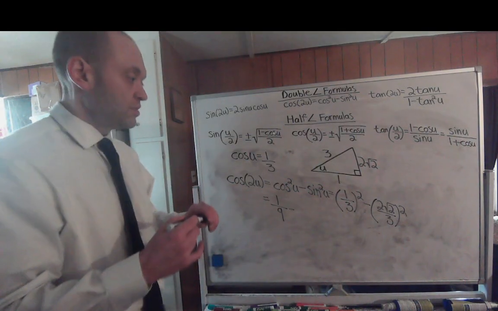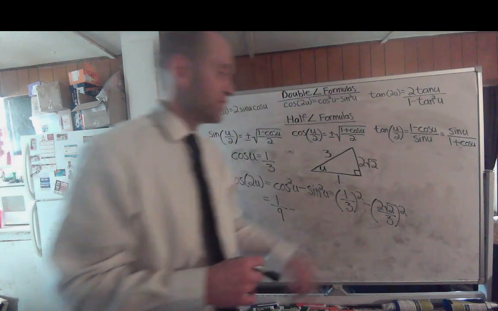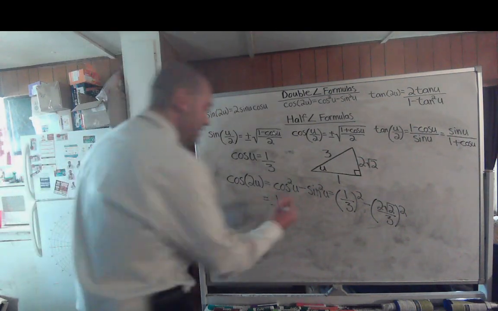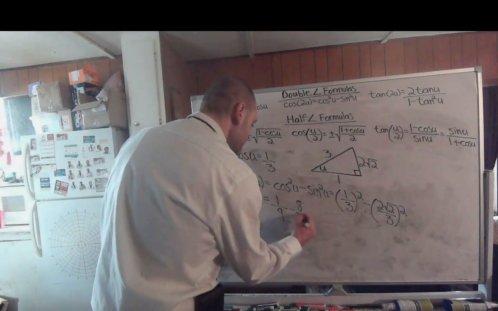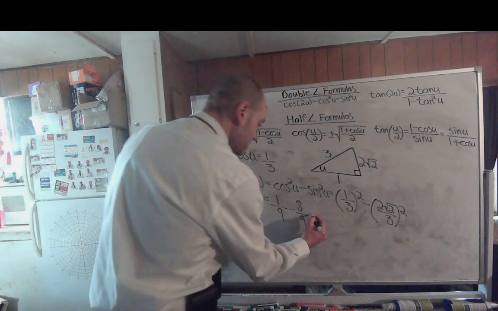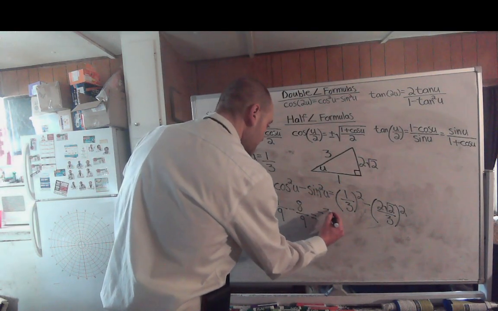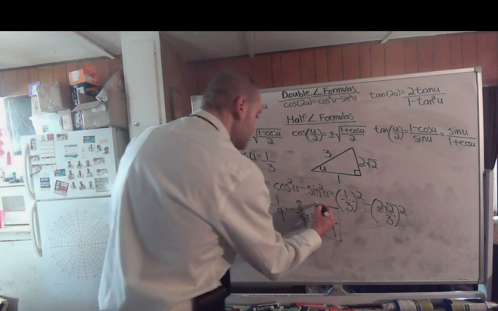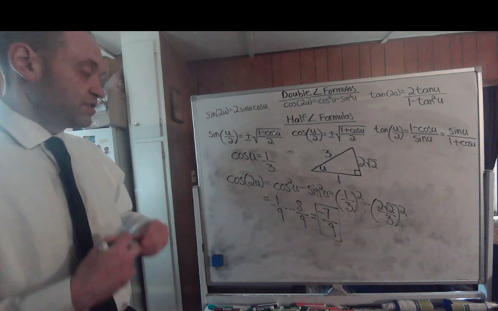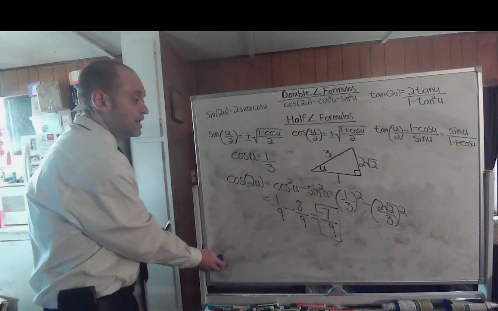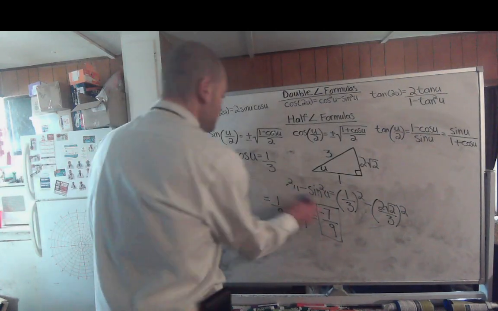minus, now, what is 2 times the square root of 2 to the second power? So that'd be 4 times 2, that'd be 8, so that'd be minus 8/9. So that means the cosine of 2u should equal negative 7/9. So in this case, the cosine of 2u would equal negative 7/9. And we'll go next for the sine of 2u.